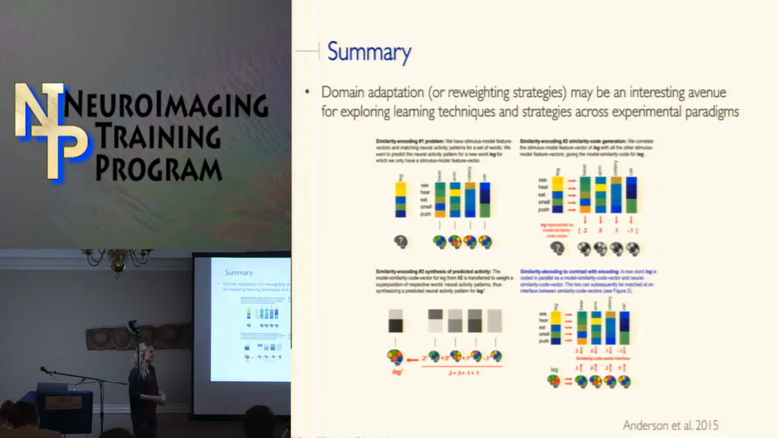There's this fairly recent paper by this group, Anderson, where they essentially did do this. I don't recall that they used the term domain adaptation, but they did take new semantic words and try to predict the patterns of brain activity for that particular word by using a reweighting strategy. But in order to do this, you have to have a really nice model of your stimulus, and how that relates to the stimuli that the model has been exposed to.